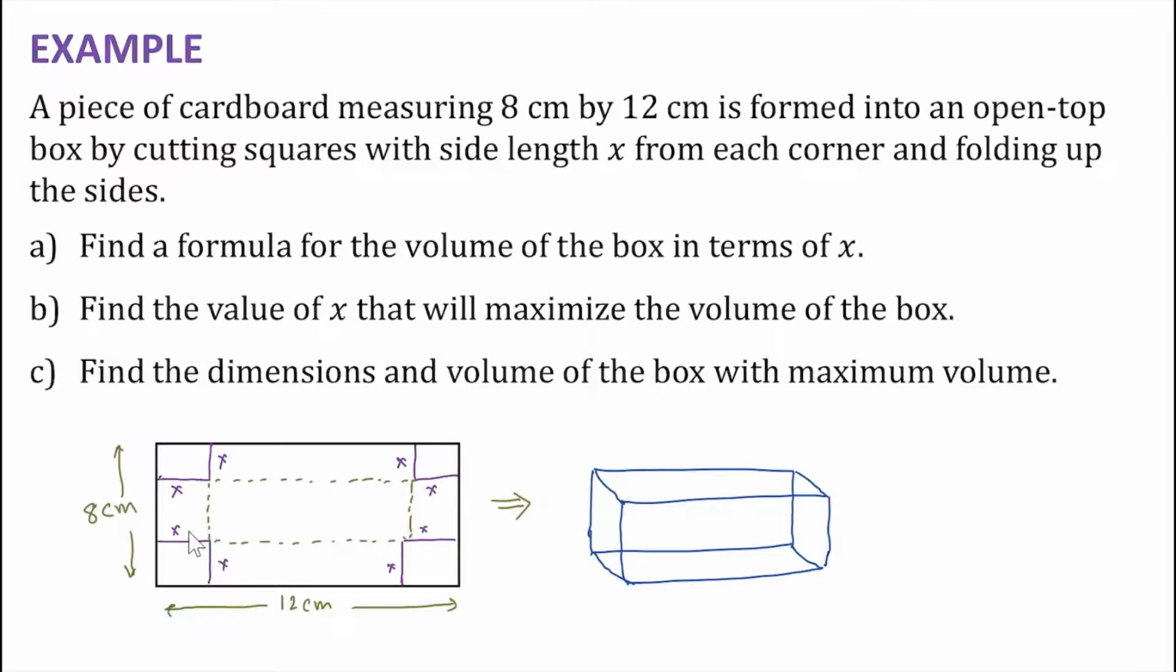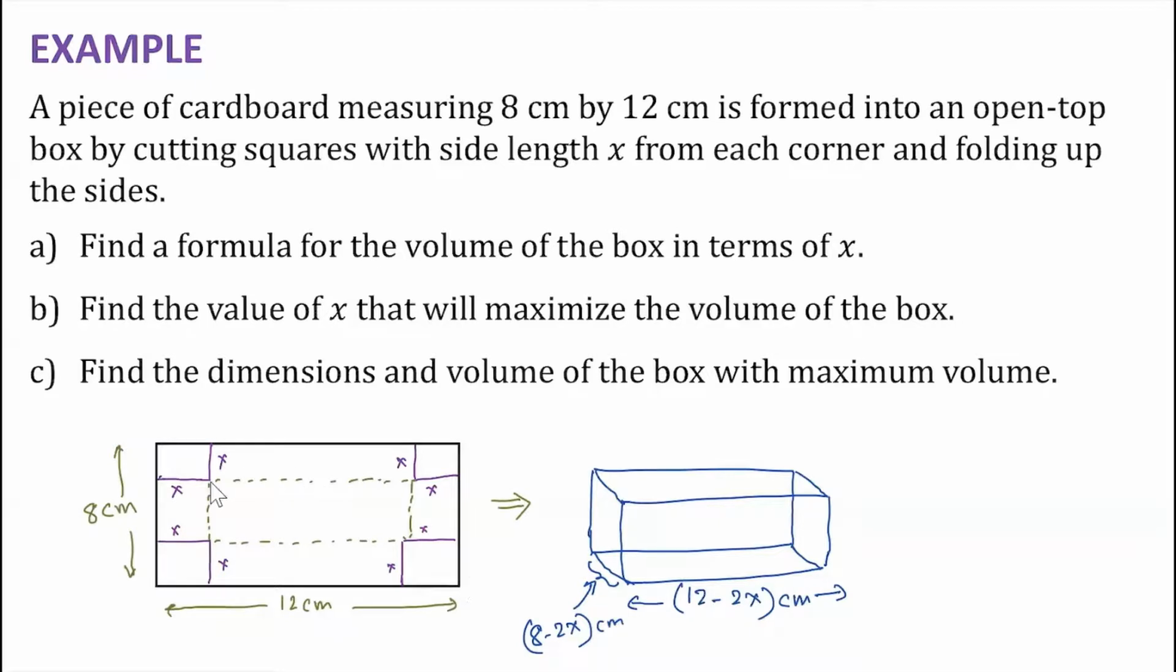From 12, x and x, 2x is removed. So this is 12 minus 2x centimeter long. Similarly, the width of the box, from here all the way up to here, it was 8. From 8, x is removed here, x is removed here. So this width of the box is 8 minus 2x. Okay, 8 minus 2x is the width.